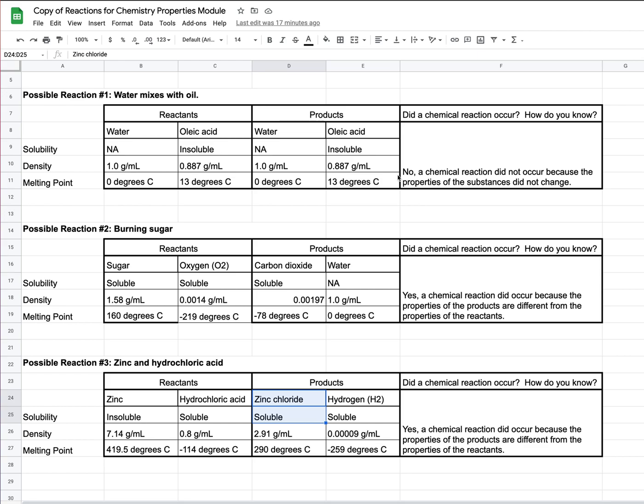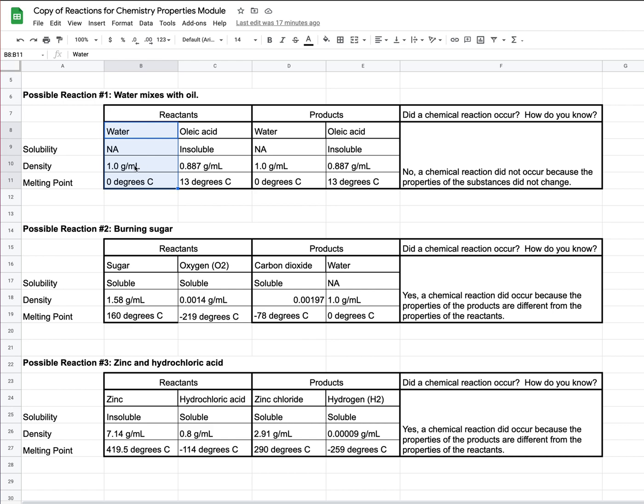Alright guys, here's a quick tutorial on chemical reactions and properties. I'm going to start by reviewing the three reactions that we worked on together in class, or the three possible reactions. We're going to focus on interpreting the data first, because data interpretation was an area that a lot of you identified as a weakness. And we're also going to look at patterns, which is another area that a lot of you identified as a weakness. So let's start with the reactions themselves.